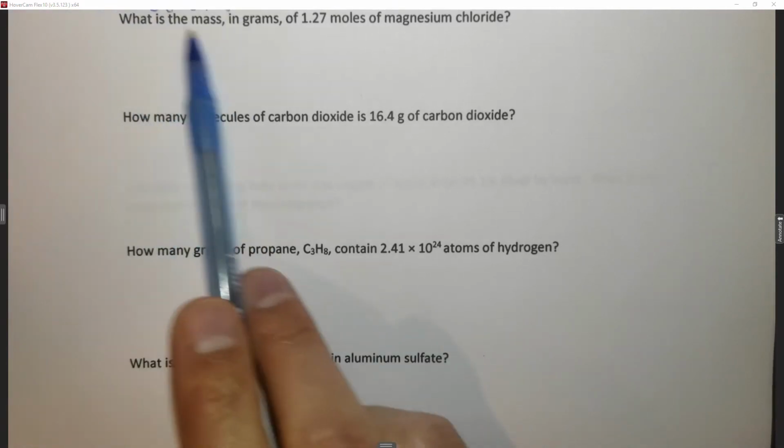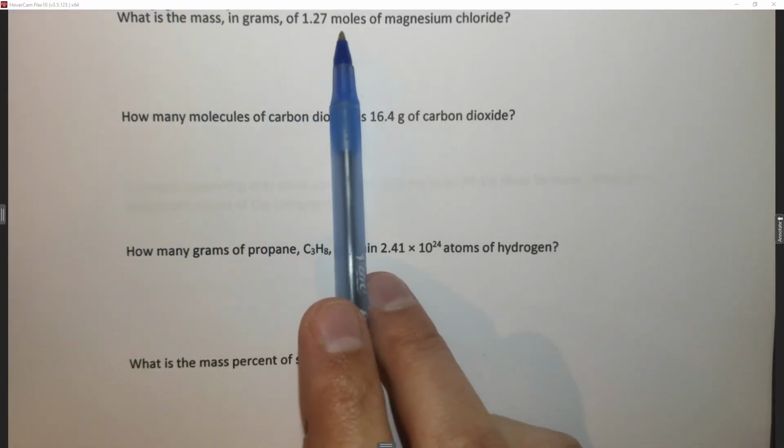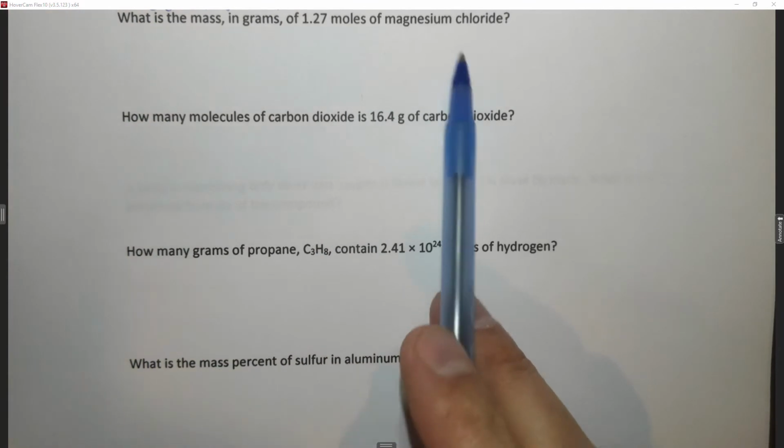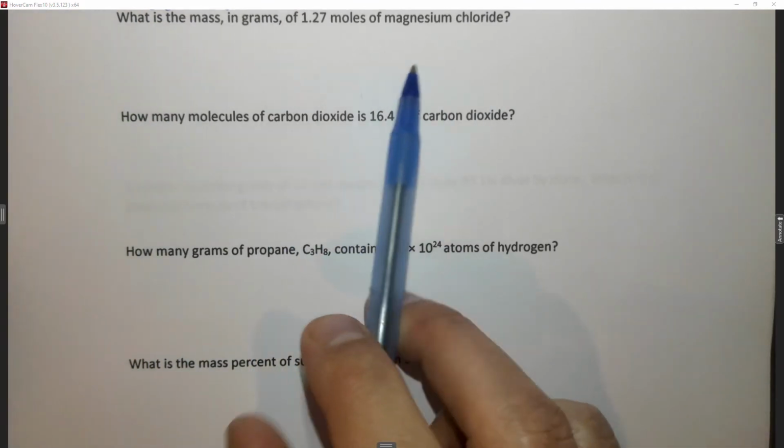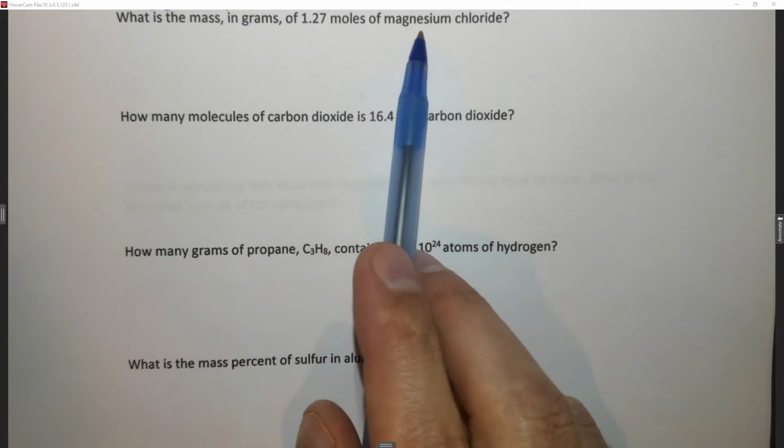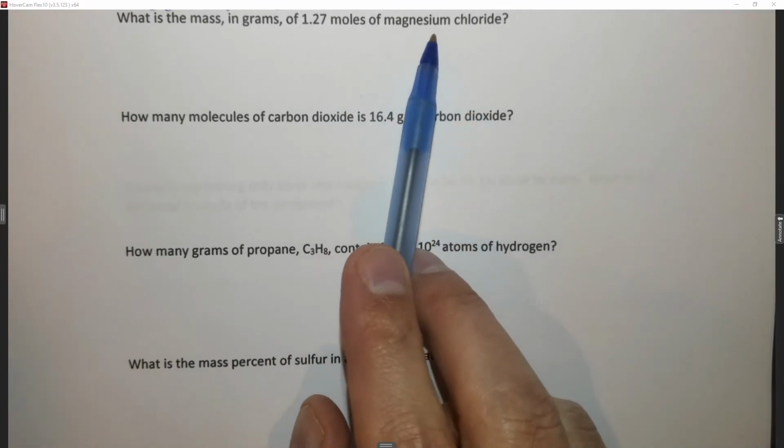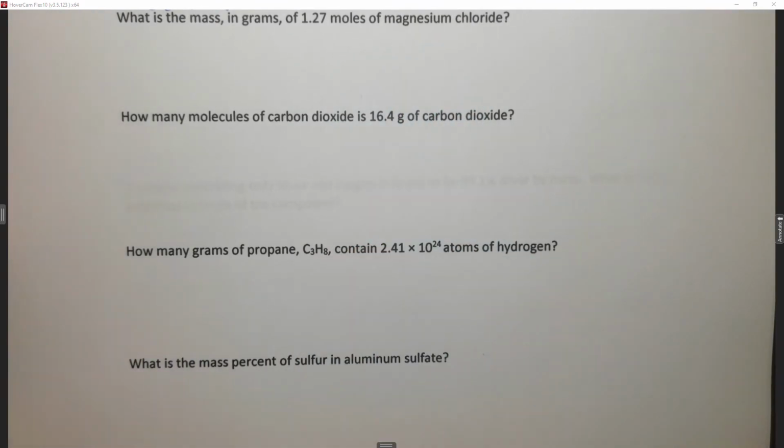The question says, what is the mass in grams of 1.27 moles of magnesium chloride? Well, in order to do this, we need an equality between grams and moles for magnesium chloride. Said another way, we need its molar mass. In order to find the molar mass of magnesium chloride, we first need to find the formula of magnesium chloride.